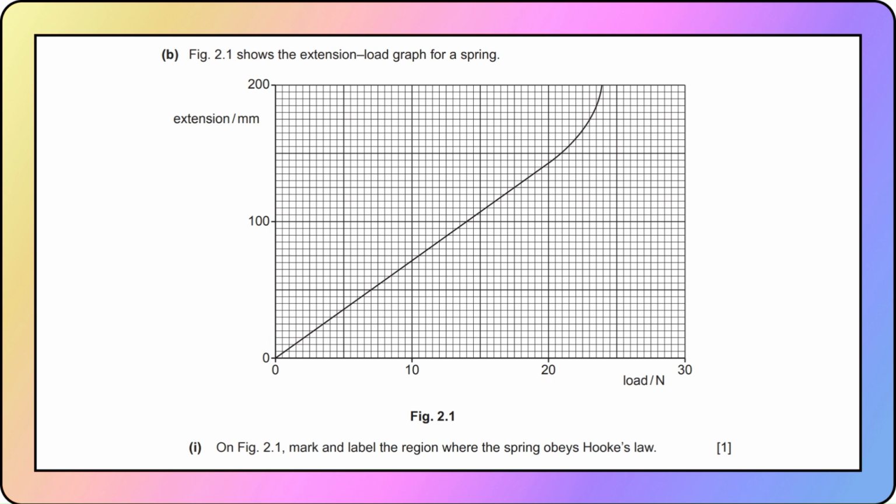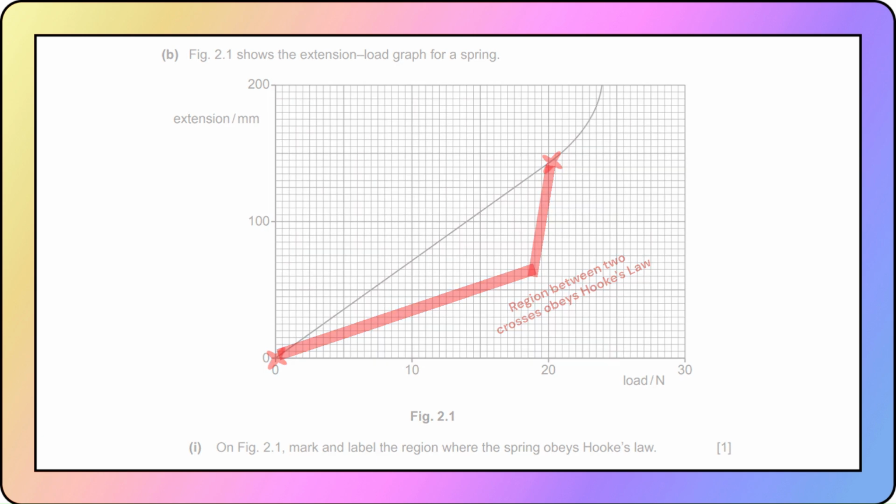Figure 2.1 shows the extension load graph for a spring. On Figure 2.1, mark and label the region where the spring obeys Hooke's law. We already know that Hooke's law states that the extension increases or decreases directly proportional to the force. Therefore, you can mark an X at the start of the line and another X where the load and the extension stop increasing directly proportional to each other, which would be 20.5 newtons. Your answer would be awarded a mark, even if your marking on the graph was just a bit off.